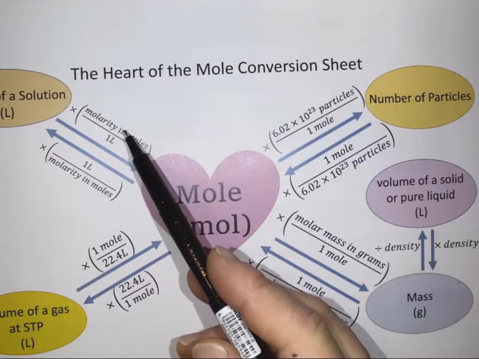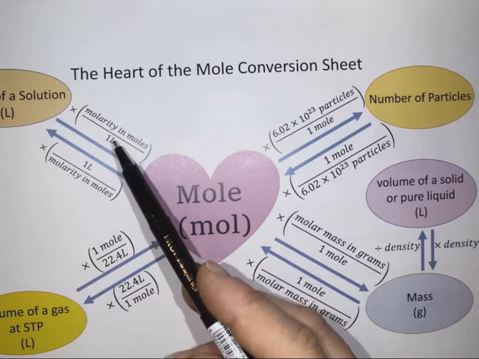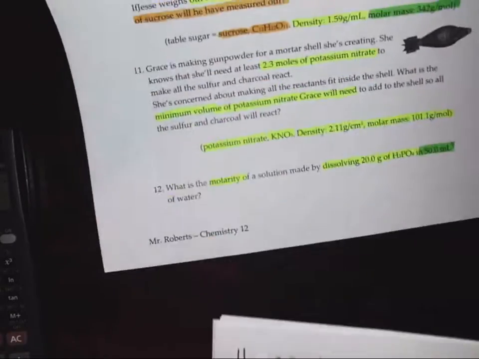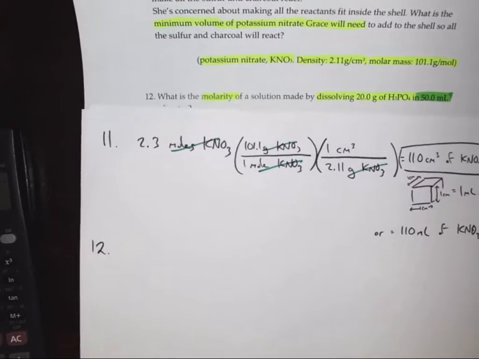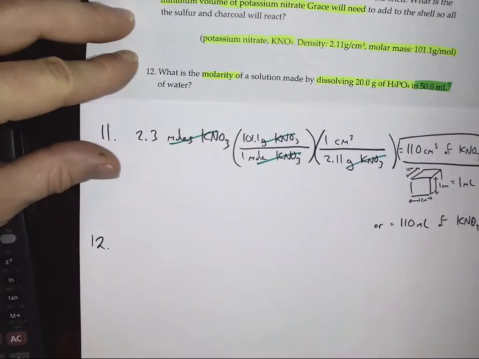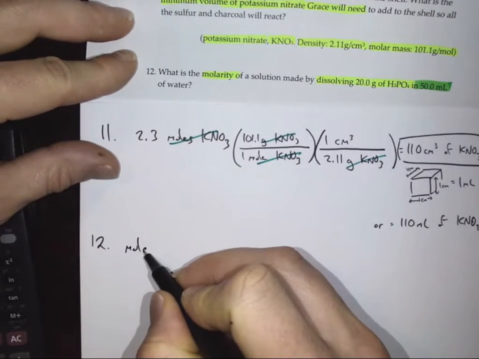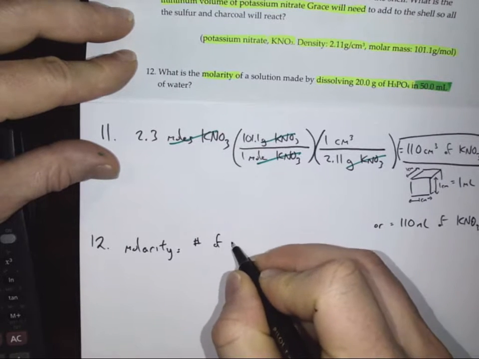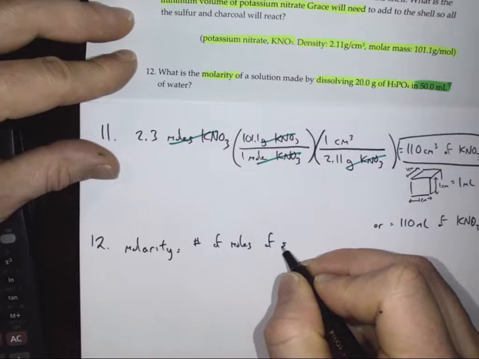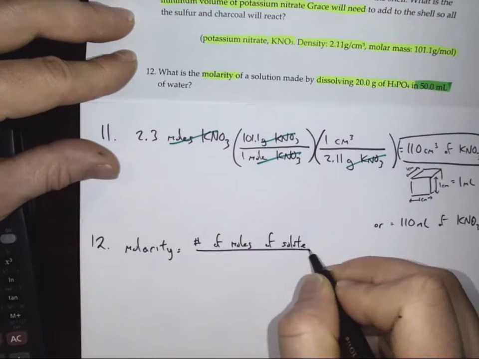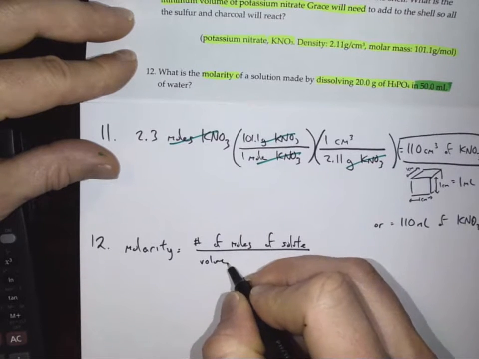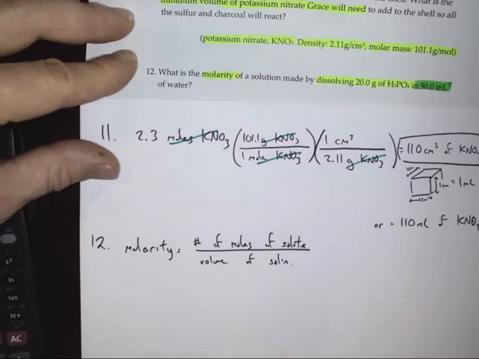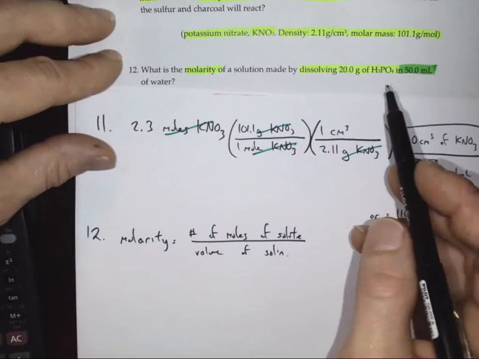Molarity is a concentration and expresses the number of moles for every 1 liter. So to answer this question, we have to know our T&T terms that we were practicing. We just have to know that molarity equals the number of moles of solute divided by the volume of your solution. Okay, so what are we given here?